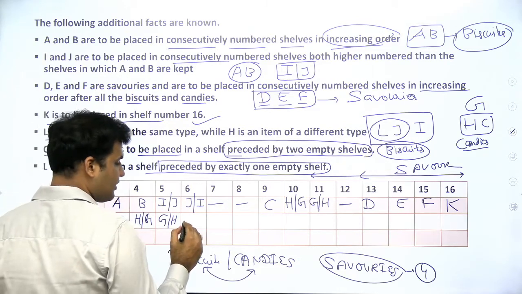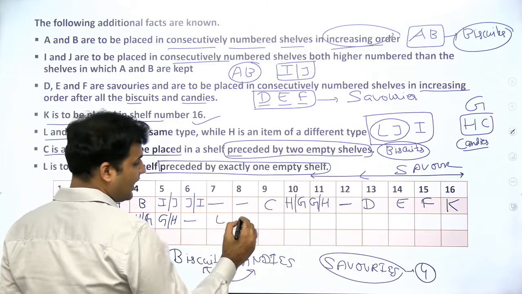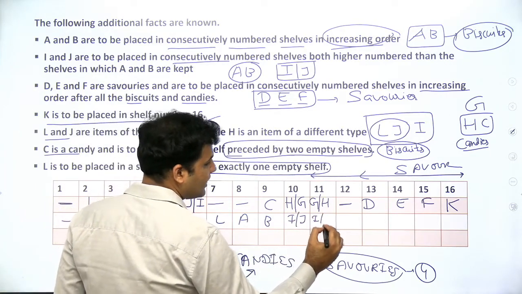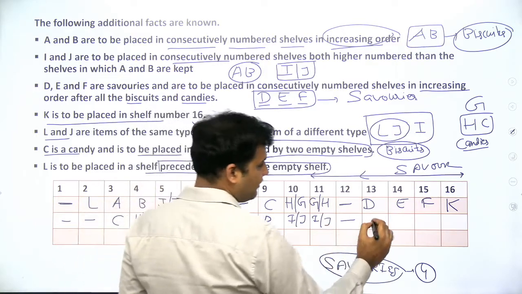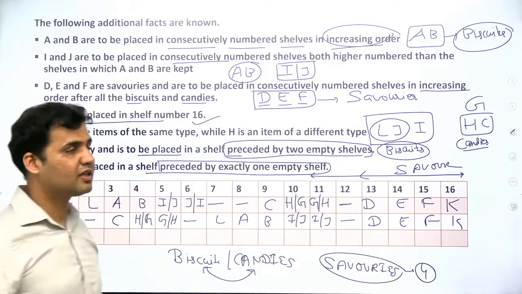Now if you start placing biscuit, L will be the first item, but before that we need one empty shelf. L, A, B, and I and J, we do not know the exact order, and then one empty shelf, and then all the sequence. So these are the possibilities for placing all the items.